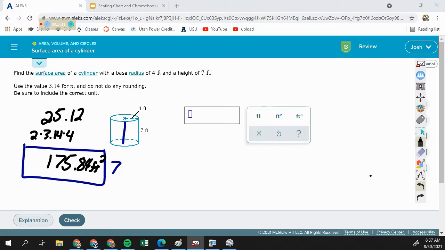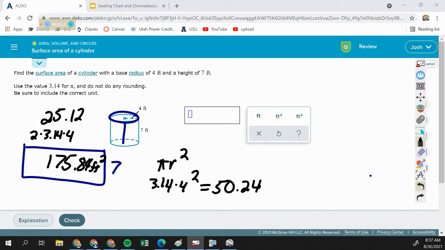Okay? What is the area of the rest of the can? So we need to figure out what the area of the top is. What is the formula for an area of a circle? Pi r squared. So it would be 3.14 times 4 squared. So 3.14 times 4 times 4 is 50.24.